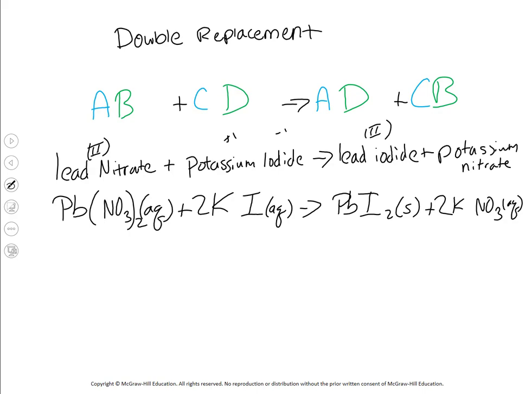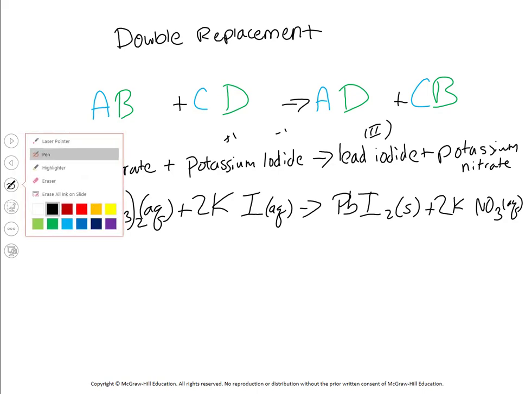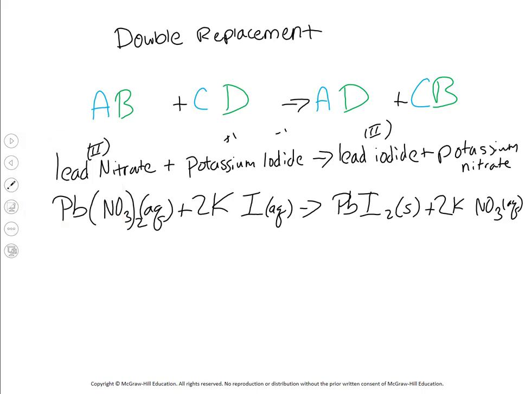2 in front of potassium nitrate. Now I have, switch laser pointers, I'm not drawing all over it. 1 lead, 1 lead. 2 nitrate ions, 2 nitrate ions. 2 potassiums, 2 potassiums. 2 iodides, 2 iodides. Am I balanced? Yes. Okay, that wasn't so bad to balance, right? Compared to some of the ones in Chapter 3, that wasn't bad at all.